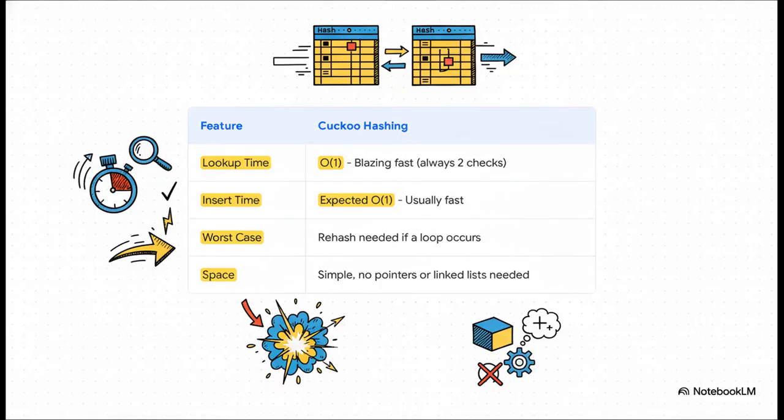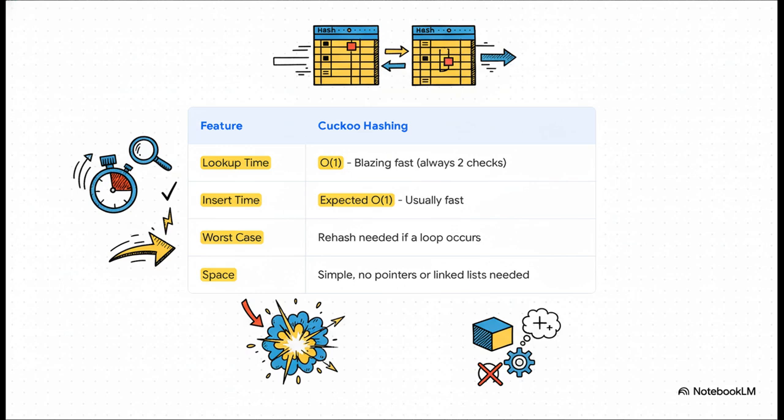So let's just wrap this all up. Lookups, they're always O(1), which is just CS speak for ridiculously fast, always just 2 checks. Insertions, they are what we call expected O(1), meaning on average, they're just as fast. Now, what about that worst case scenario, that infinite loop? The system has a safety net. It triggers a rehash, basically tearing everything down and rebuilding it with new hash functions to fix the problem.